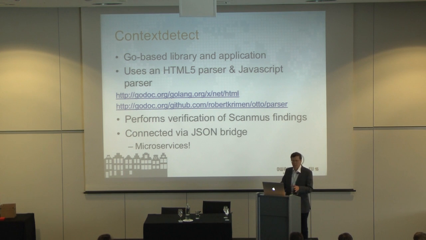Context Detect basically follows this approach. It's a library for verification of ScanMoose's potential findings, and it uses the Go HTML5 parser and the JavaScript parser from Otto, Robert Krimen's Otto. And we found them to perform very well, very high quality software. And since we need to combine PHP and Go, we used a JSON bridge, not even protobuf, but that was okay because we have parallel execution and it's a local call, so it's very quick. So basically it's a microservices architecture. I think it's an idea worth exploring for the scanners.